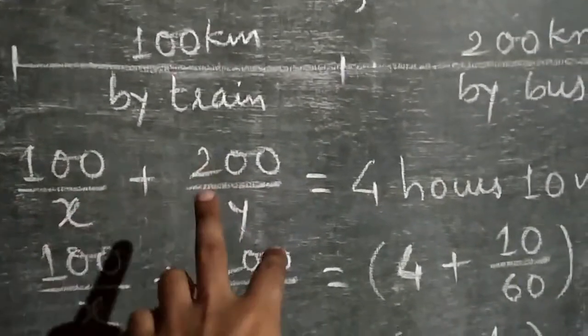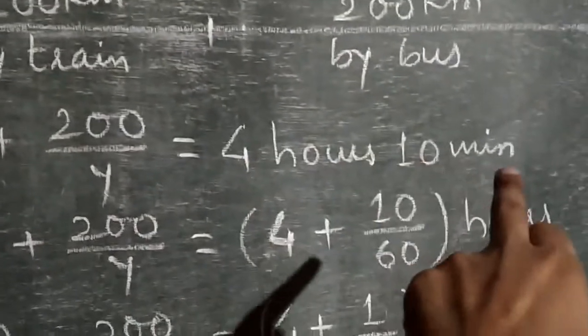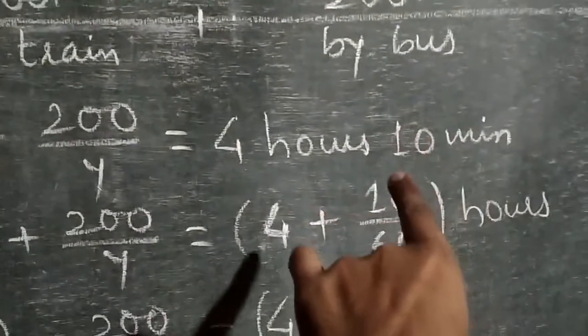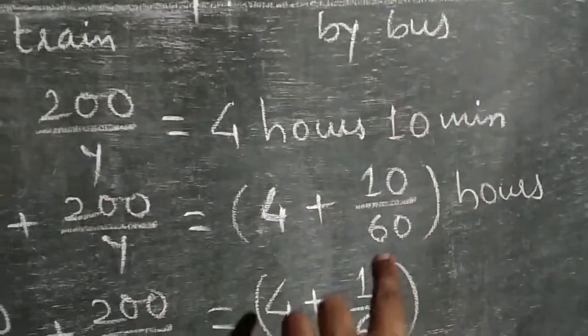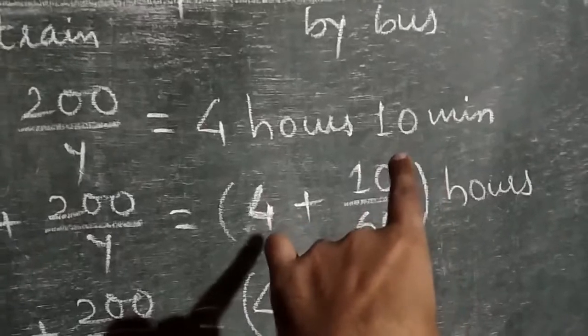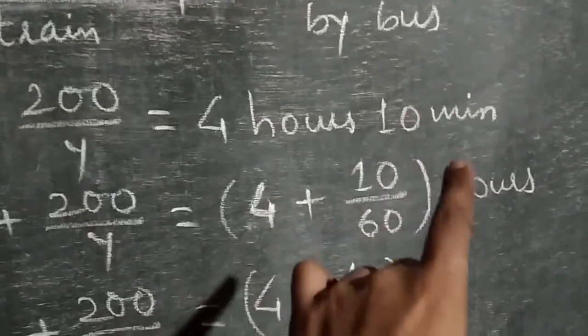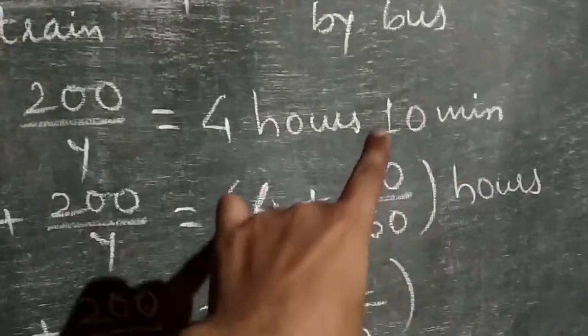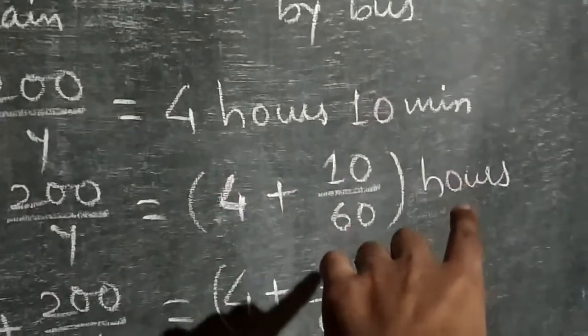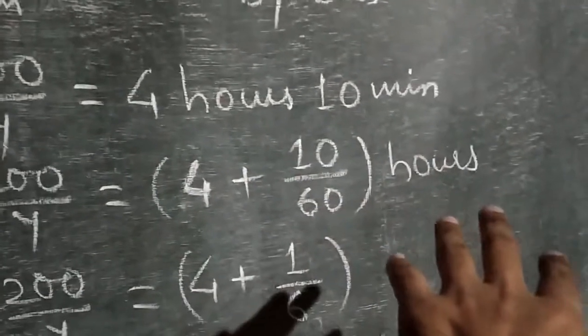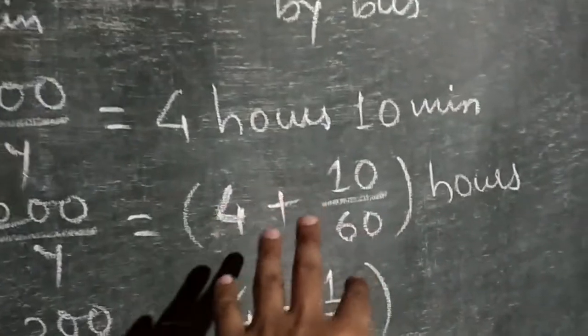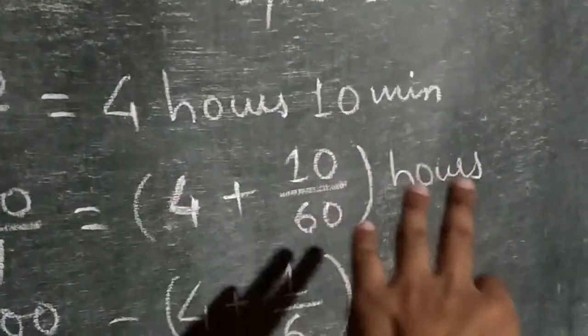So total time, it is 4 hours 10 minutes. Okay. Now here we will convert minutes into hours. As you know, in 1 hour there are 60 minutes. So when we divide by 60, it will automatically convert into hours. So 4 plus 10 upon 60 hours.